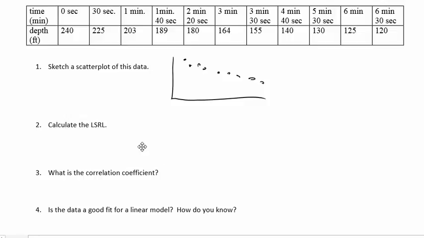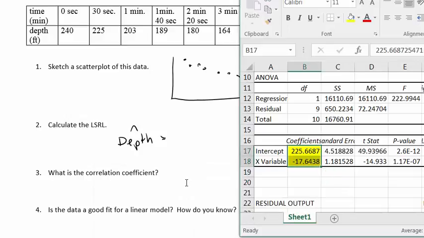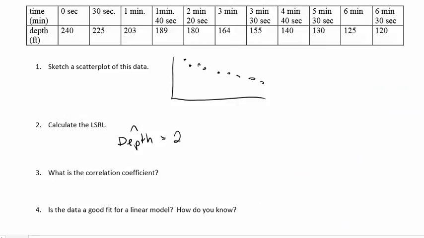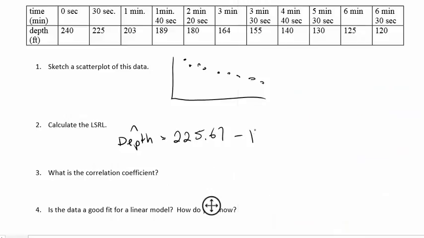Okay, so we are making a prediction on depth. So it's depth hat equals, and then I want to look at that number. So 225.667 minus 17.64 times x, which x will be time. So minus 17.64 times time.